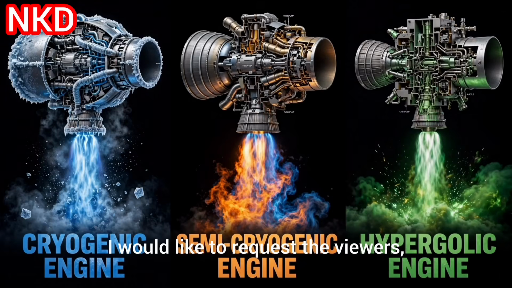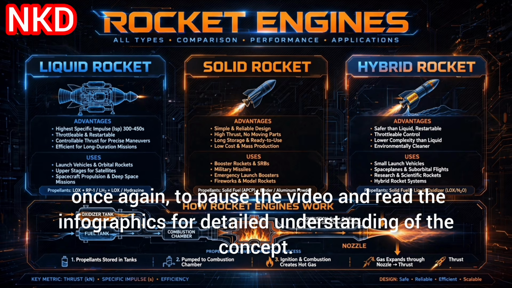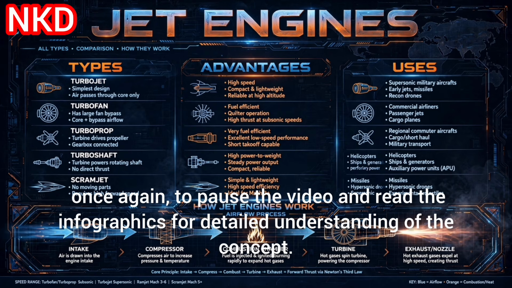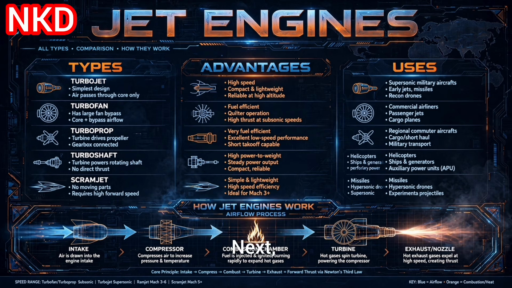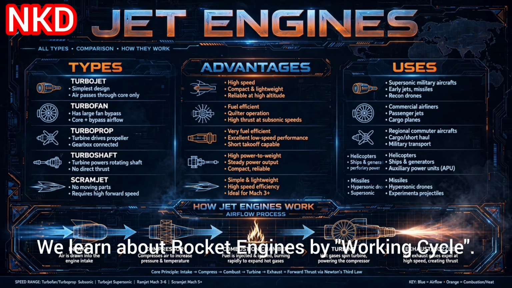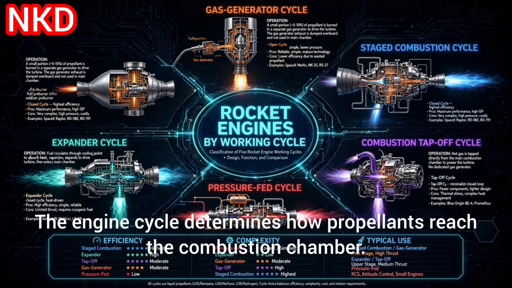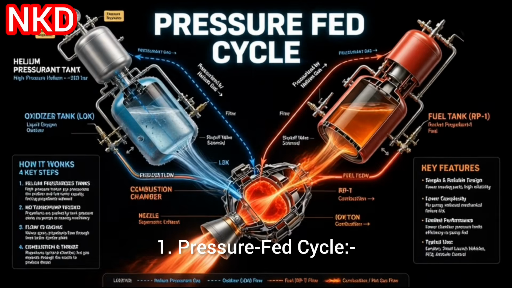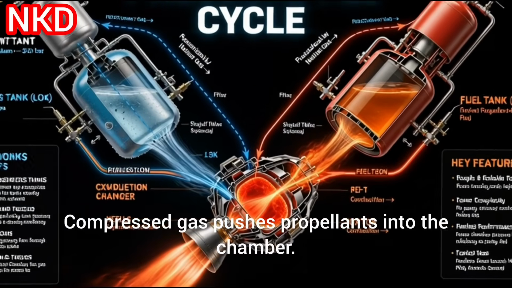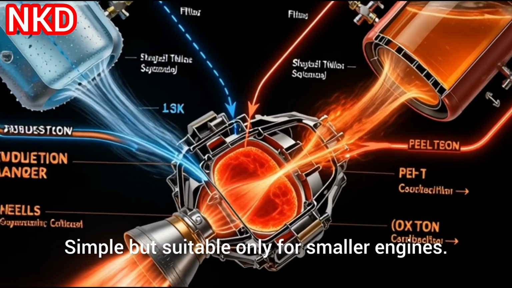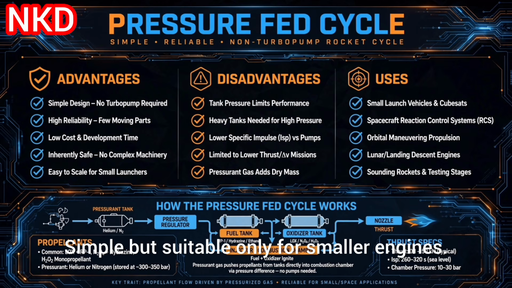I would like to request the viewers, once again, to pause the video and read the infographics for detailed understanding of the concept. Next, we learn about rocket engines by working cycle. The engine cycle determines how propellants reach the combustion chamber. 1. Pressure-fed cycle. Compressed gas pushes propellants into the chamber. Simple, but suitable only for smaller engines.